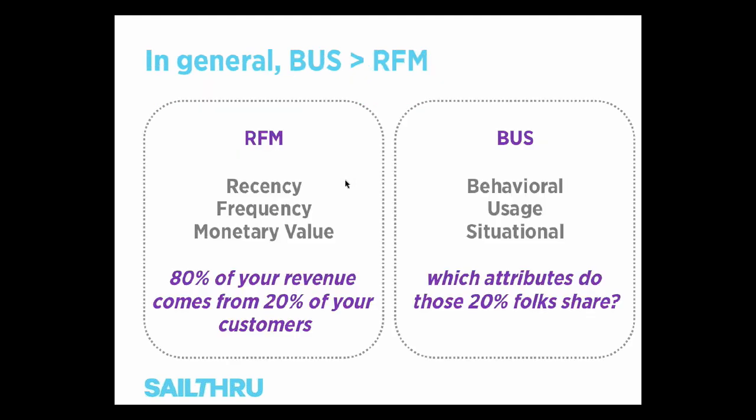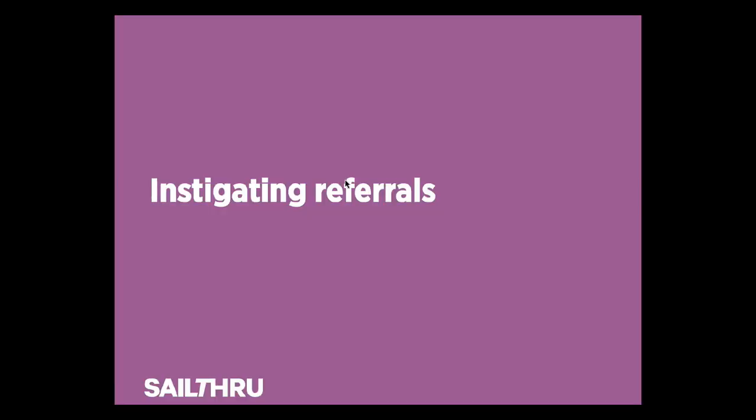One quick thing that I always like to say: as I mentioned before, the typical RFM segmentation. At Sailthru we believe a lot more in what we call the BUS segmentation. Instead of recency, frequency, monetary value, we focus on behavioral, usage, and situational, where the RFM really only falls into the usage. Behavioral is more about what they are interested in, what they look at. Situational is more about the supply and demand, what device they were on, et cetera. RFM says 80% of your revenue comes from 20% of your customers, which is great, but Sailthru seeks to answer the question of which attributes those powerful 20% share and how we can drive more of those behaviors.